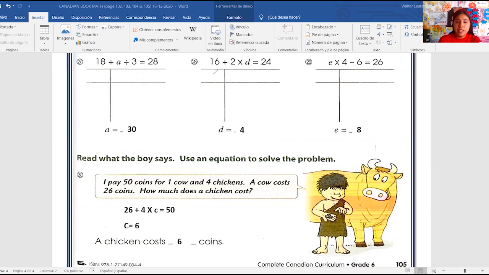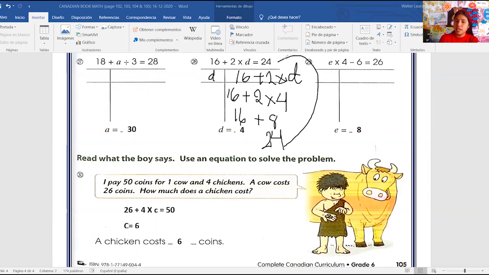Here, my variable is letter D, so I copy exactly the same equation, okay? Because the result we need to get, 24, yes. My value is 4, okay, say that D is 4. So 16 plus 2 times 4. Okay, 4 times 2 equals 8. 8 plus 16 equals 24. Is the same, miss? Yes, it's the same. So my value is 4.